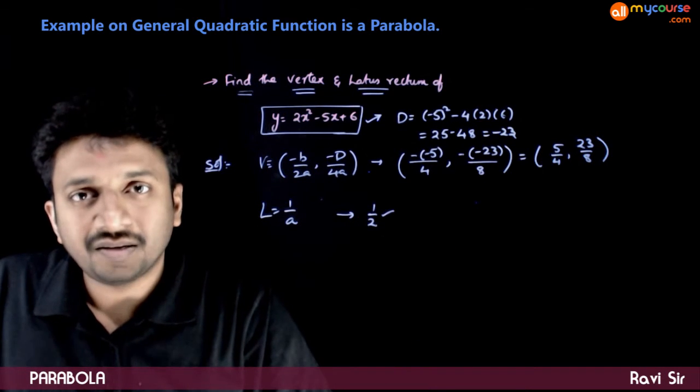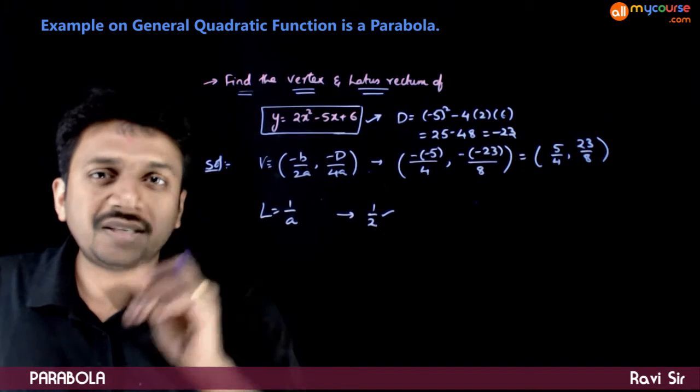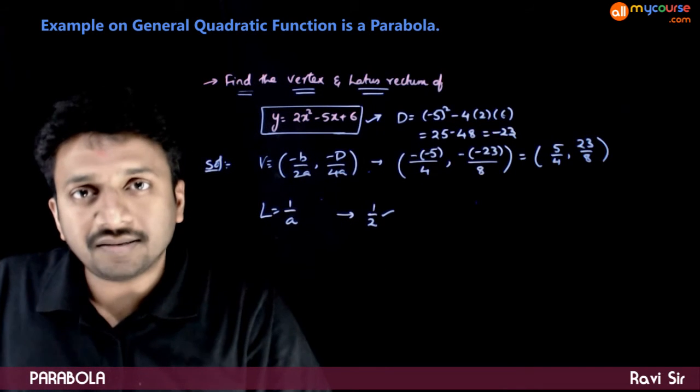That's it. So if you remember this formula for latus rectum, you will be saving a lot of time. So directly 1 by a is the latus rectum.